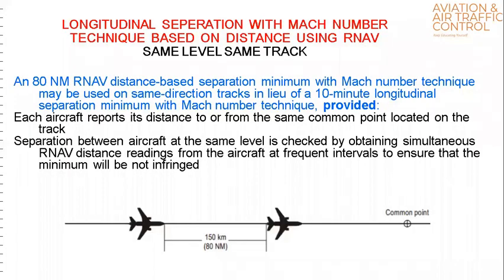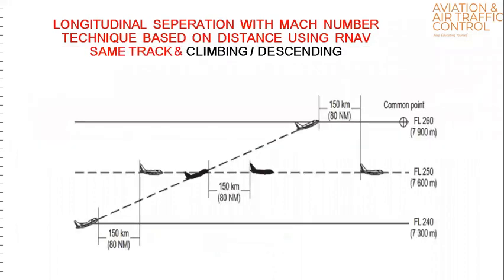Then longitudinal separation with Mach number technique based on distance using area navigation, same level, same track. Instead of 10-minute separation, we can also apply distance-based separation, and here it is 80 nautical miles. So two aircraft are following each other, same track, same level. They are 80 nautical miles apart. They are separated, provided the common waypoint is located ahead of them on the same track, and we check the separation between the aircraft at the same level by obtaining simultaneous RNAV distance readings from the aircraft at frequent intervals. Why frequent intervals? To ensure that this minimum of 80 nautical miles will not be infringed.